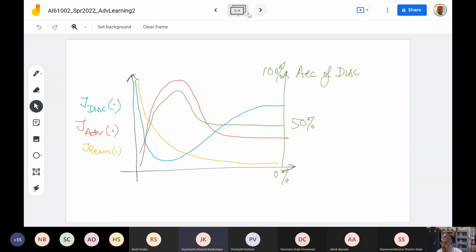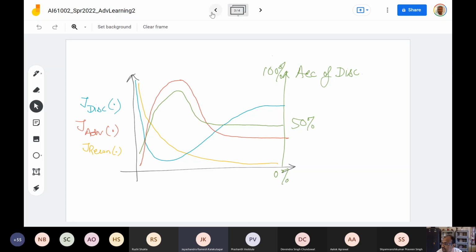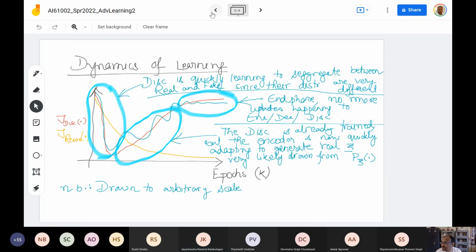Excuse me, sir. Why would J recon decrease with epochs when the weights of the encoder are affected because of JD as well, right? So how would we ensure that J recon is going to decrease? So what happened? So look over here.